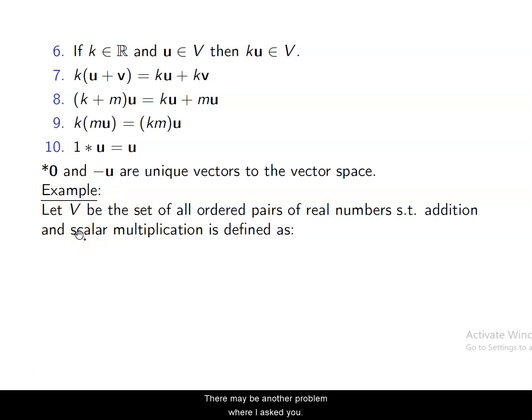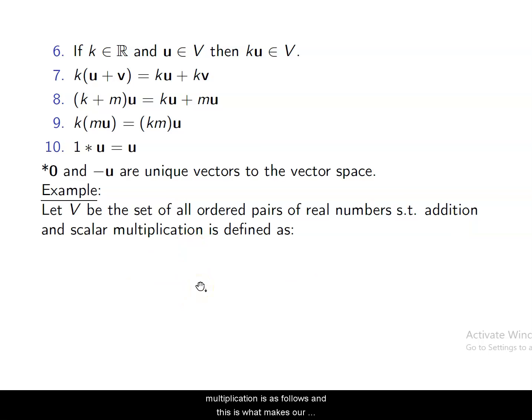There may be another problem where I ask you to define things that are all matrices. So if you start giving me ordered pairs for things that are matrices, that doesn't make any sense, right? So for this example, our set of objects, our collection, is a collection of ordered pairs. Now these ordered pairs that we have are special, right? They're special because they're real numbers, and the way that we define addition and scalar multiplication is as follows.